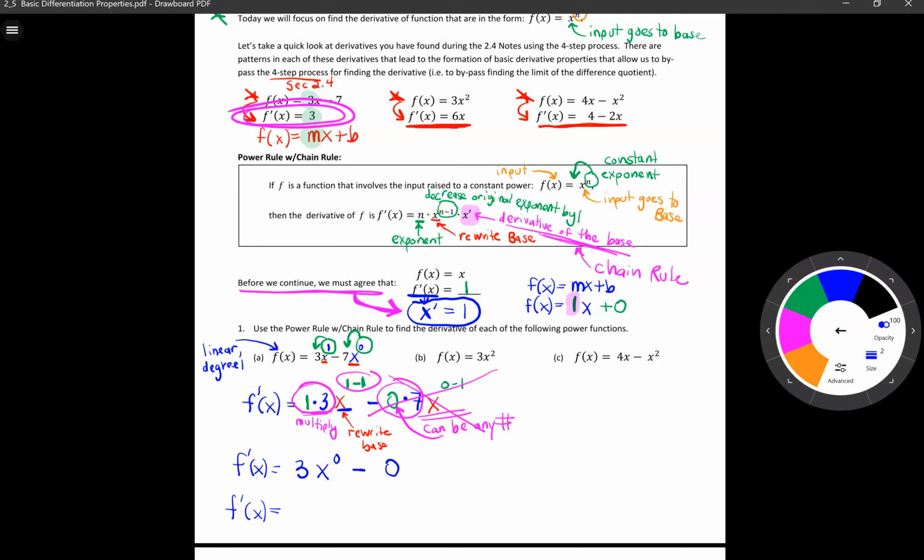Okay, so well, x to the 0 power, any non-zero base to the 0 power, is just 1. So 3 times 1 is just going to be 3. And then if I subtract a 0, that doesn't do anything. So we do all that work and we get that the derivative is 3.